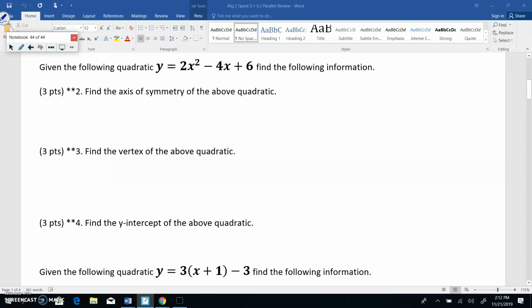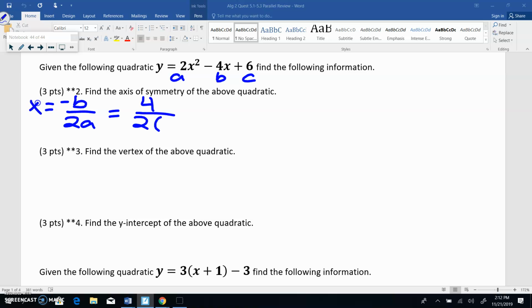So for number 2, the axis of symmetry formula is x is equal to the opposite of b over 2a. Plug that in. In this case, a is here, b is here, c is there. So the opposite of b, I see -4, the opposite of that would be a +4. And then I have 2 times a is 2. So remember, you do the multiplication on the bottom first, so therefore you have 4 over 2 times 2, which is 4, which reduces to 1. So there's my first answer there, x is equal to 1.